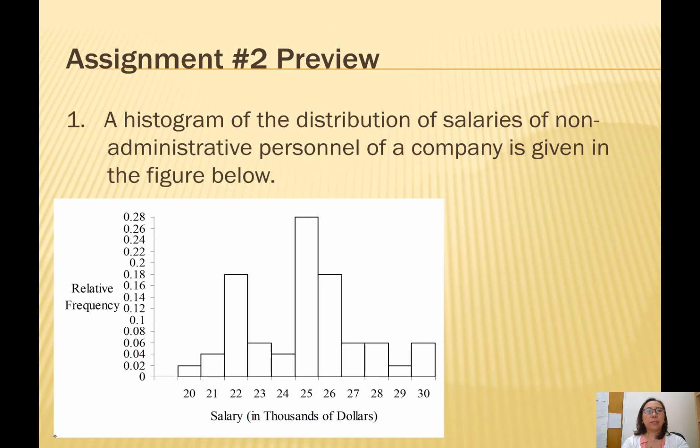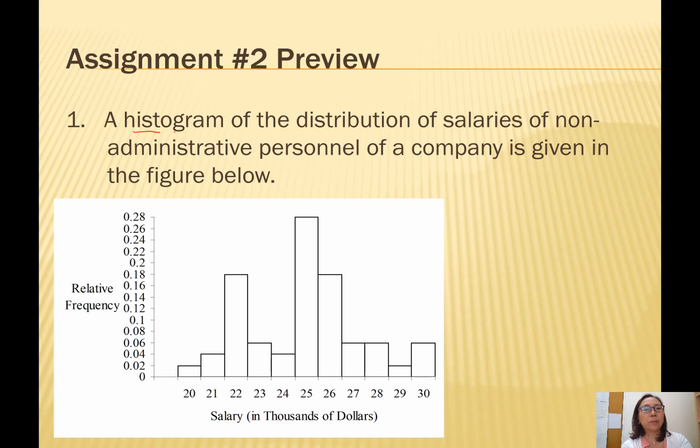Okay, assignment 2, let's preview. Question 1 says a histogram of the distribution of salaries of non-administrative personnel of a company is given in the figure below. What you see here is a graph. We talked about 3 different types of graphs. You see here the bars are attached to each other, and we remember the attached bars create a graph that is called a histogram, and it's useful for continuous data.